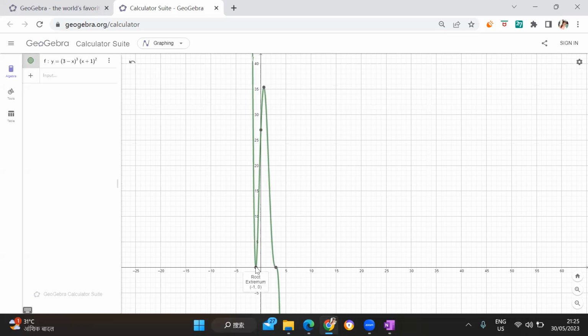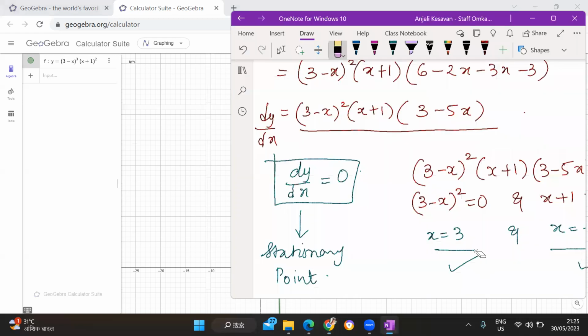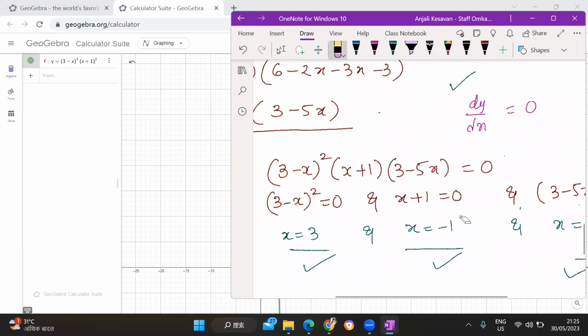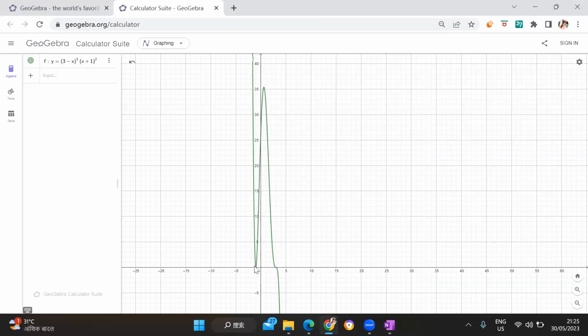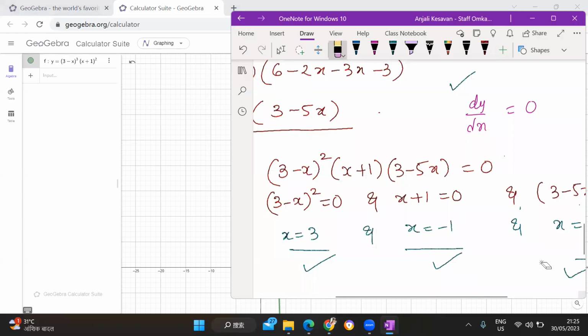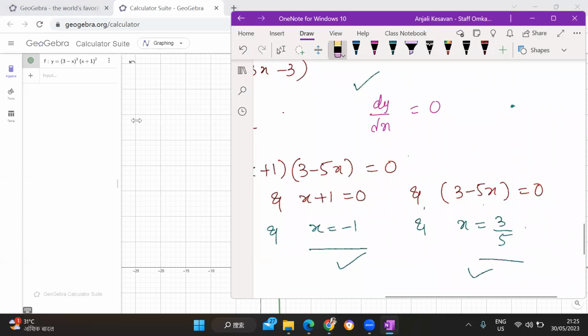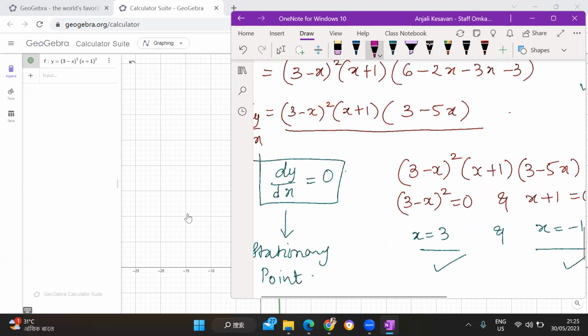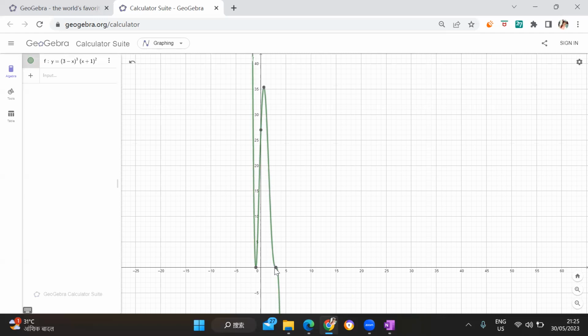What is this point? At x is equal to -1. Look at this graph and tell me, do you have x is equal to -1? Yes, that's one point. What's the other point? x is equal to 0.6. Do you have 0.6 here? Yes, over here. This is nothing but 0.6. So you have this point, you have this point. And finally, x is equal to 3. Do you have x is equal to 3? Yes, you have x is equal to 3 as well. So you understand this very well. How many points are there?